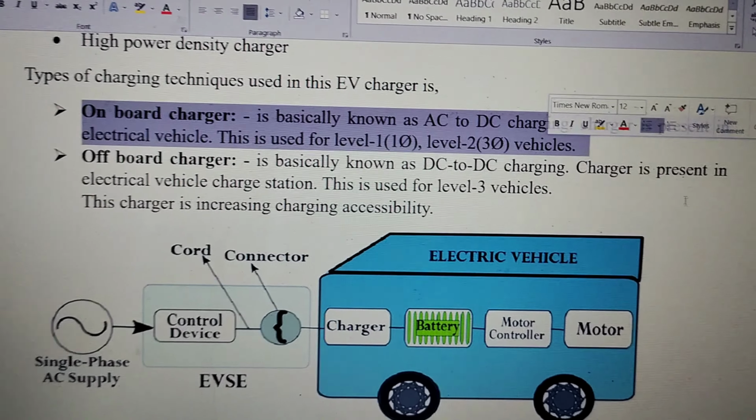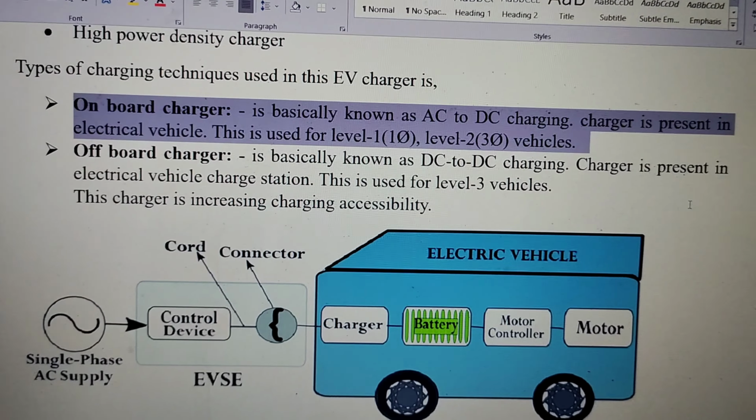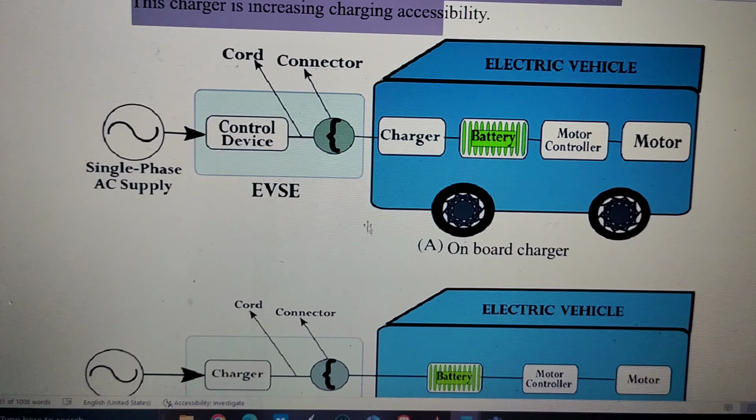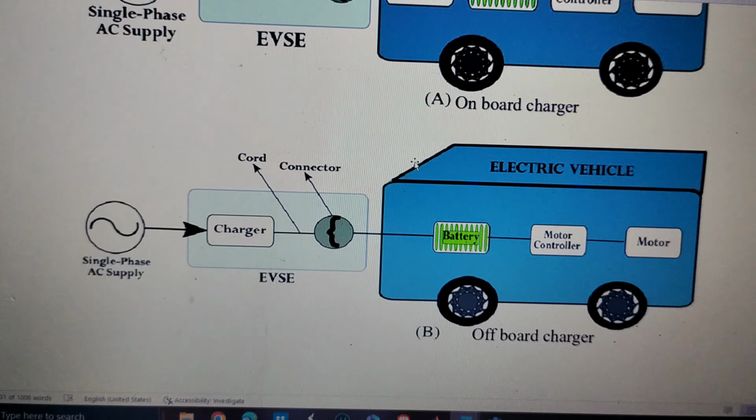This type of charger is used in level 1 and level 2, for single phase, 2 phase and 3 phase. Offboard charging is mainly used in level 3 vehicles. Where are we using level 3 vehicles? For buses and cars. These are the things we observe: single phase AC, control device, connector and charger. Here in offboard charging, the charger is outside of the vehicle.